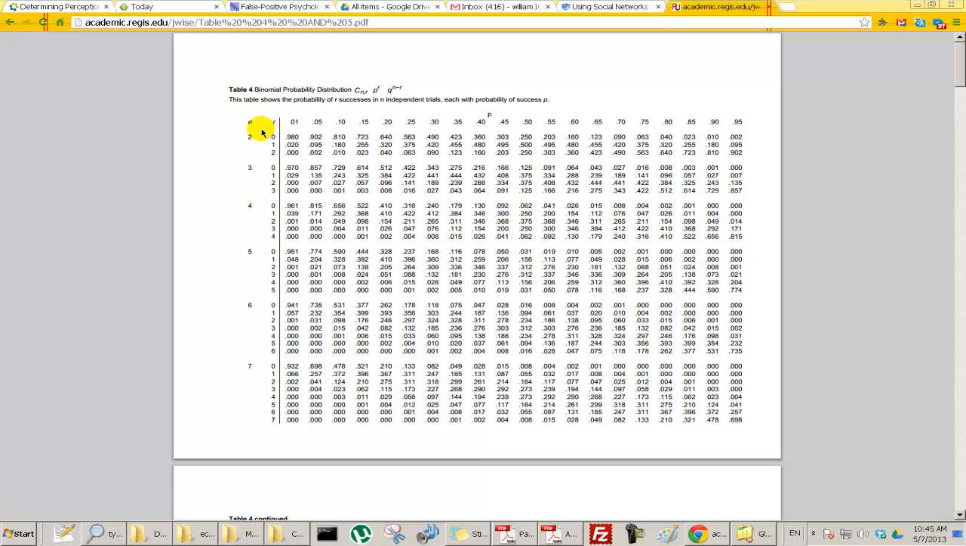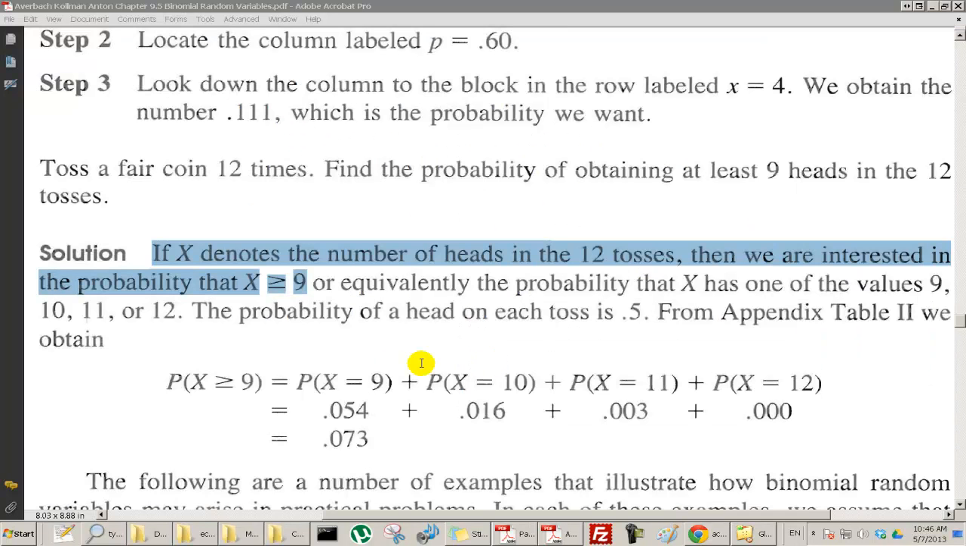And so here we have n, the number of tosses, and R is the number of successes. We were using X, but we could just call it R. And here's the values for P. Now going back to this, the probability that X is greater than or equal to 9 is equal to the probability that X equals 9 plus the probability that X equals 10 plus 11 plus 12. And then we check each of these.